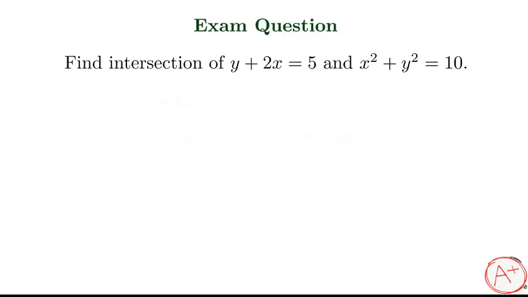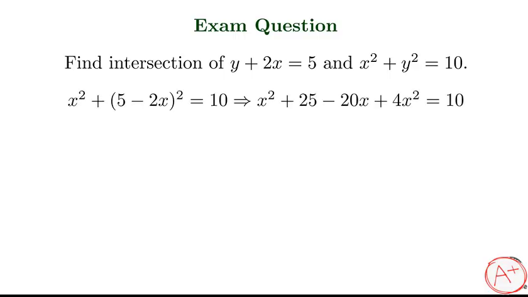Let's tackle an exam-style question. Find the coordinates where the line y plus 2x equals 5 meets the curve x squared plus y squared equals 10. Isolate y to get 5 minus 2x. Substitute this into the quadratic.